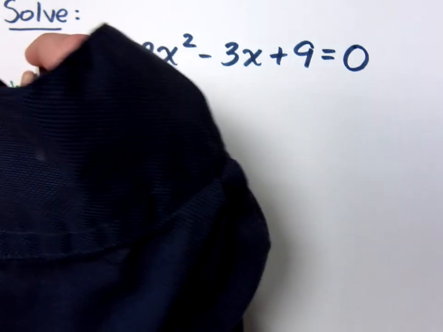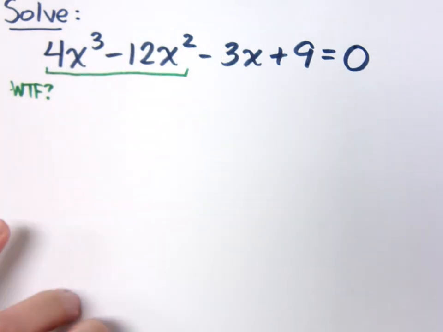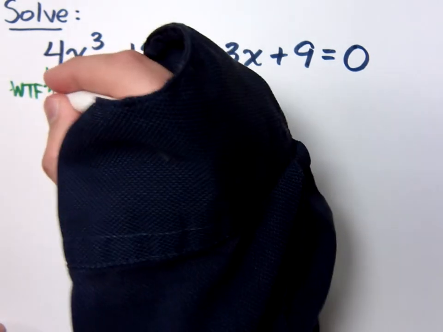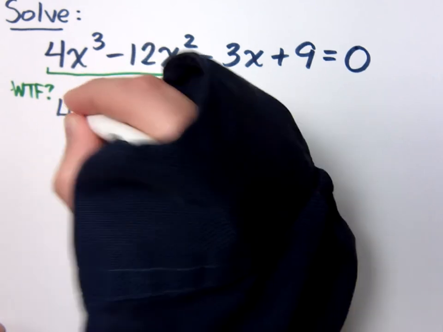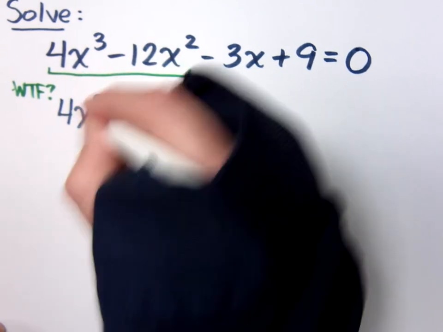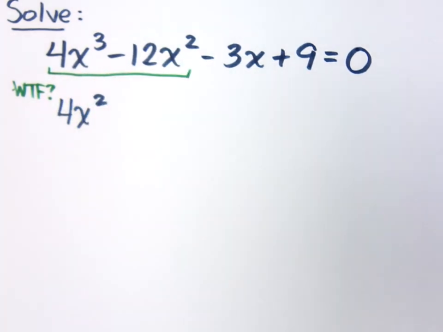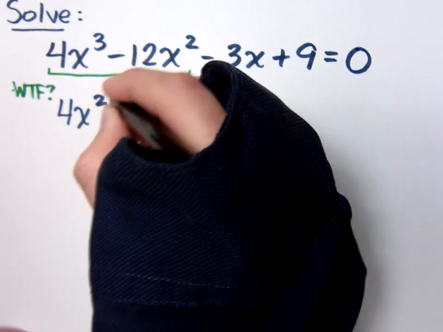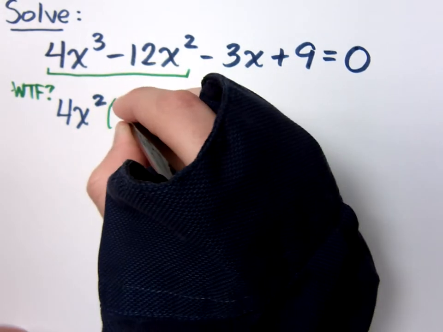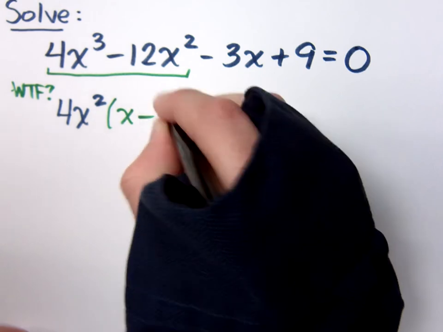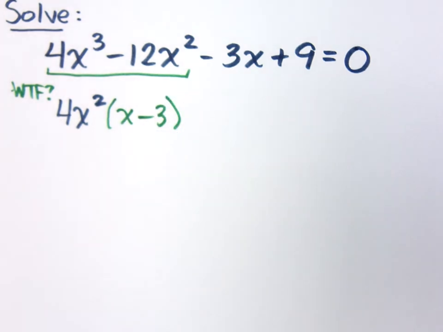So if I factor by grouping, and I look at this first group right here, what's the common factor? 4x squared. There you go. Piece by piece, we're going to get there. If I take out 4x squared, what do I have? x minus 3. Now remember, if we're going to factor by grouping, we hope that x minus 3 is in the other one, right?